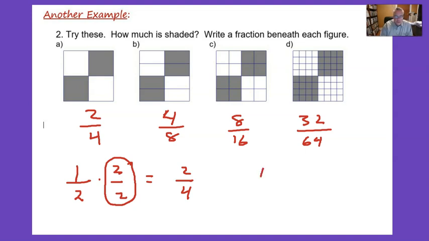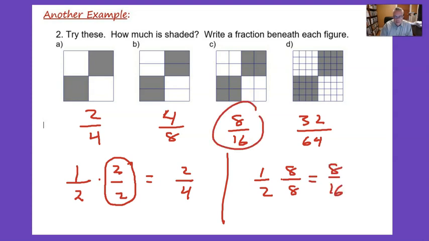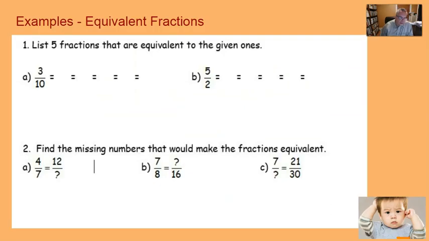We could have also said 1/2 times 8. If I multiply by 8 over 8, I would get 8/16, which was this one. So as long as you multiply the numerator and the denominator by the same thing, or divide them by the same thing, we get an equivalent fraction. It's the same as multiplying or dividing by 1.